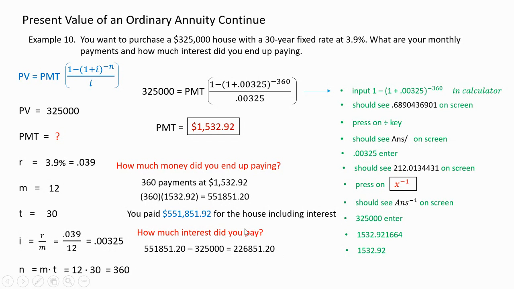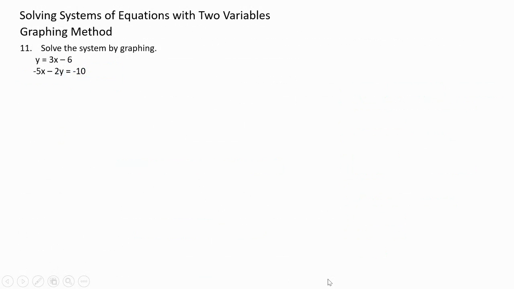Okay, so that's how much you paid, the interest. Now we're going to move on to solving systems of equations with two variables. This is chapter 6.1. You can solve systems by graphing. Let's call it equation 1. So we have to graph both equations.